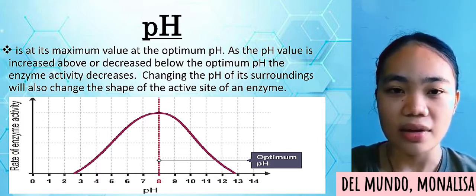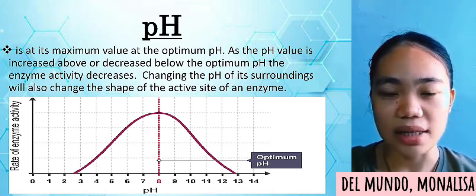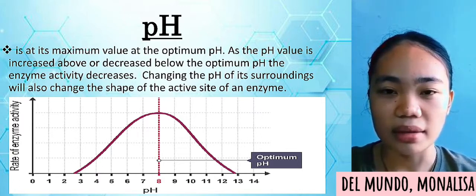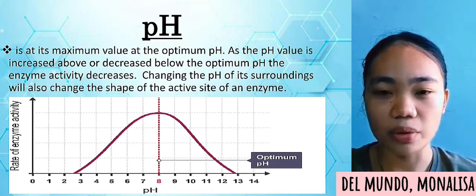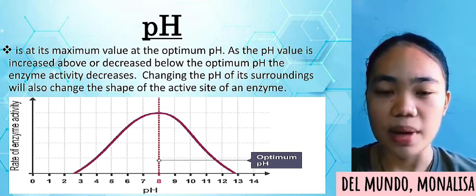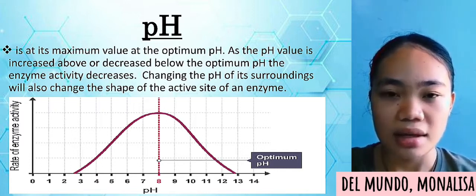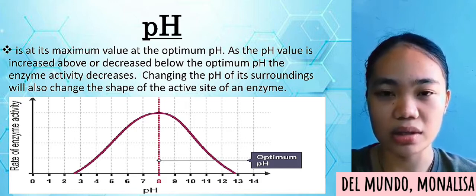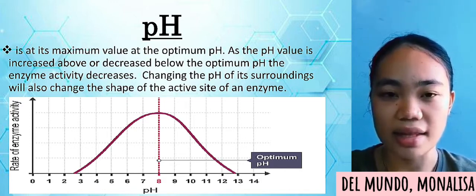If the ionized state of amino acids in the protein is changed, the ionic bonds that maintain the three-dimensional shape of the protein will change. This may lead to changes in protein function or inactivation of enzymes. Enzymes are also sensitive to pH. Changing the pH of its surroundings will also change the shape of the active site of an enzyme.